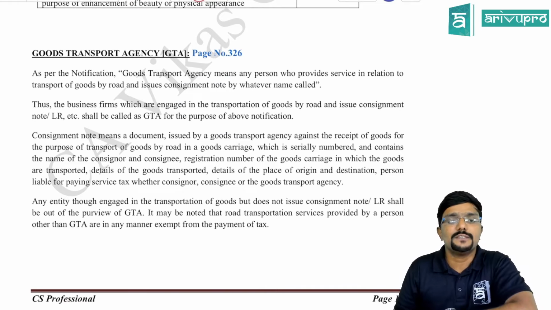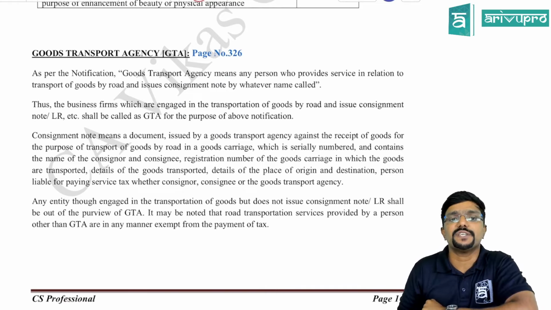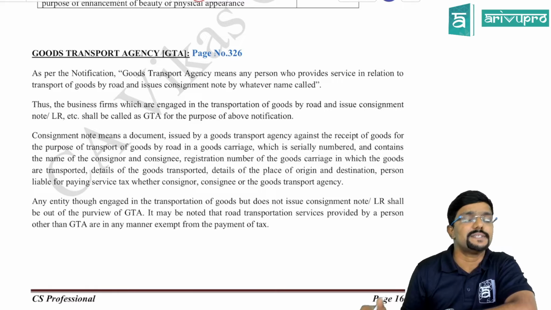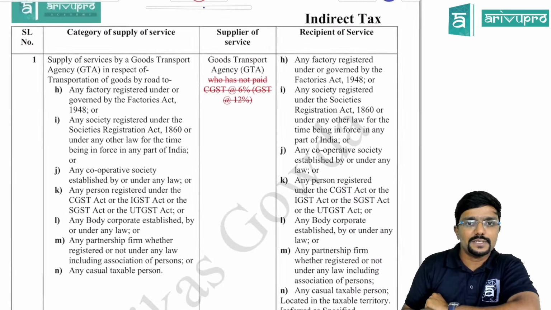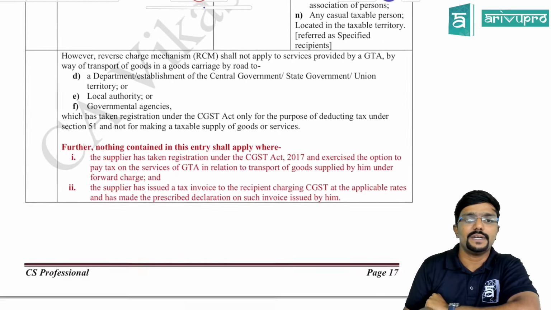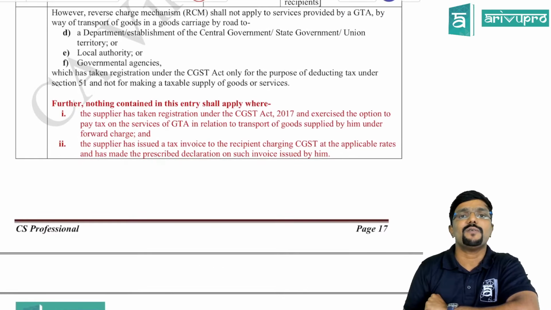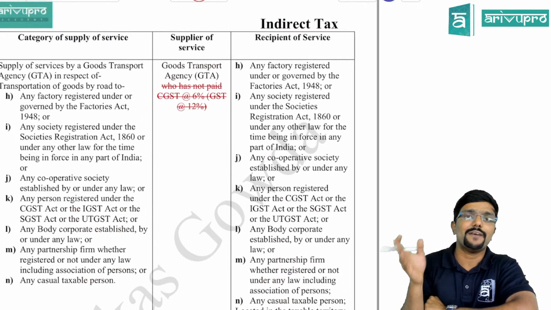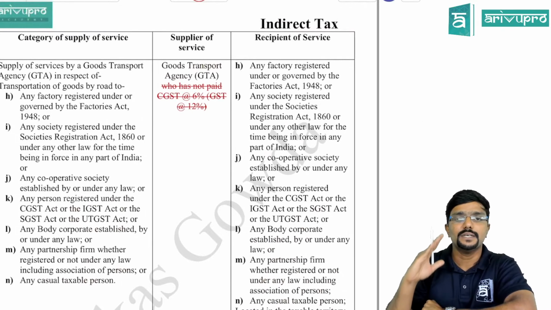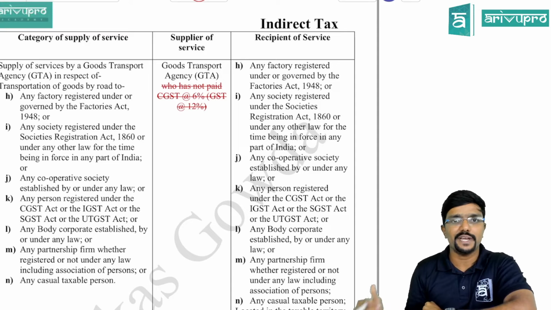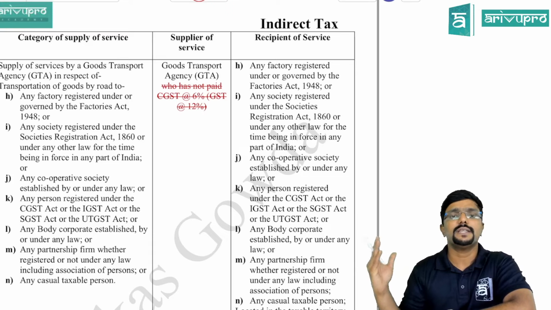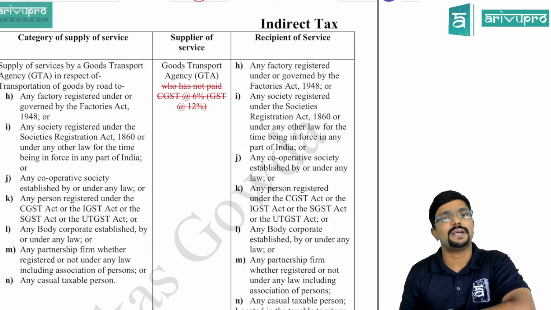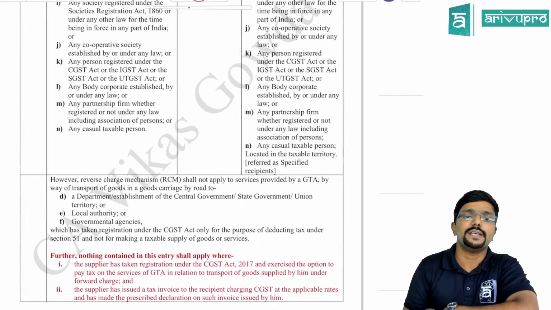Then the next change is with respect to GTA, that is Goods Transportation Agency, which we also discussed in RCM. Come to page number 326. There also I have given this table, with similar changes which we already encountered, guys. Whenever GTA is providing services to the following recipients, they have an option to pay tax under forward charge, collect the tax from the recipient by issuing an invoice, deposit the tax and claim full ITC. If not, then the recipient has to pay tax under reverse charge mechanism. And in that scenario, the GTA cannot claim input tax credit on their inward supply.